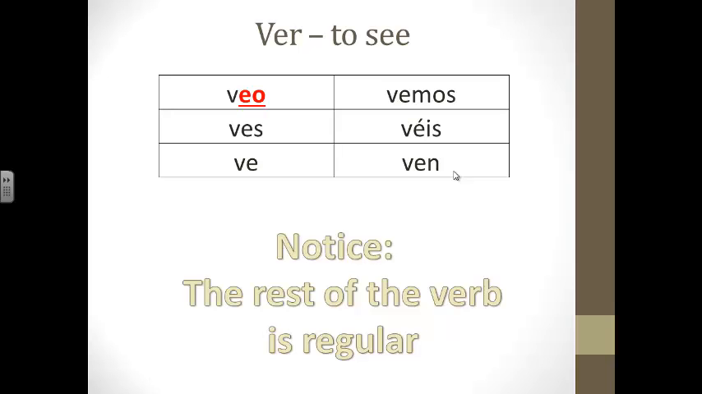Okay, so what do you need to know from today's lesson? You've got 14 verbs you're responsible for knowing. 3 of them are completely irregular. The other 11 have irregular yos. 3 of those 11 have an irregular yo with a stem change.